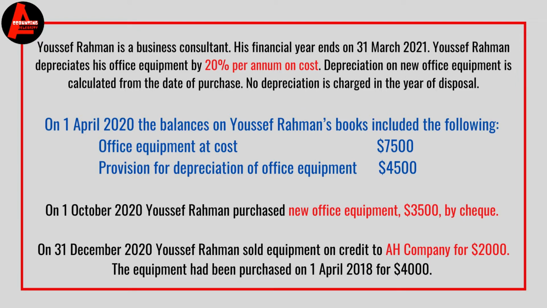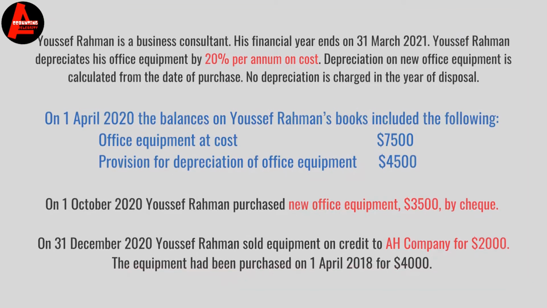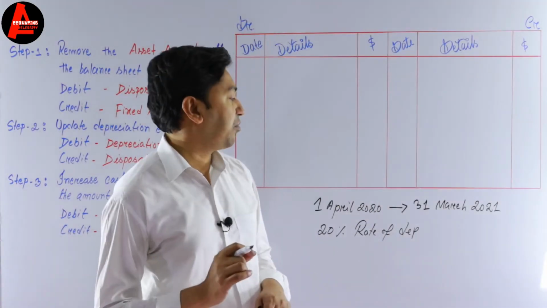On 1st April 2020, the balances on Yusuf Rahman's books included the following: office equipment at cost $7,500 and provision for depreciation of office equipment $4,500. On 1st October 2020, Yusuf Rahman purchased new office equipment for $3,500 by check. On 31st December 2020, Yusuf Rahman sold equipment on credit to AH company for $2,000. The equipment had been purchased on 1st April for $4,000. This is the important thing.